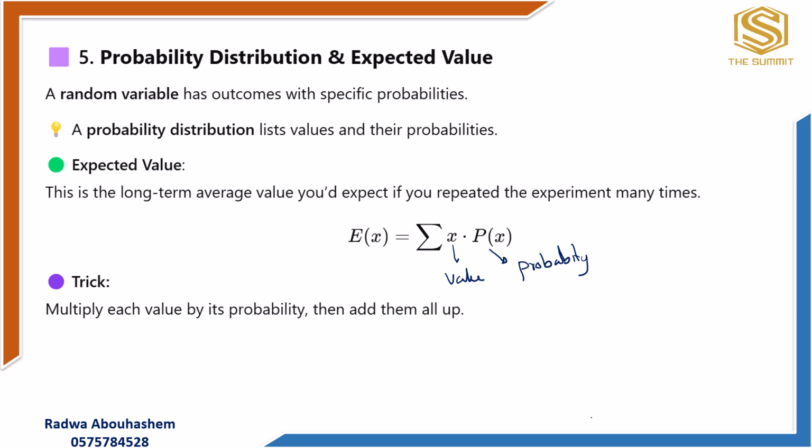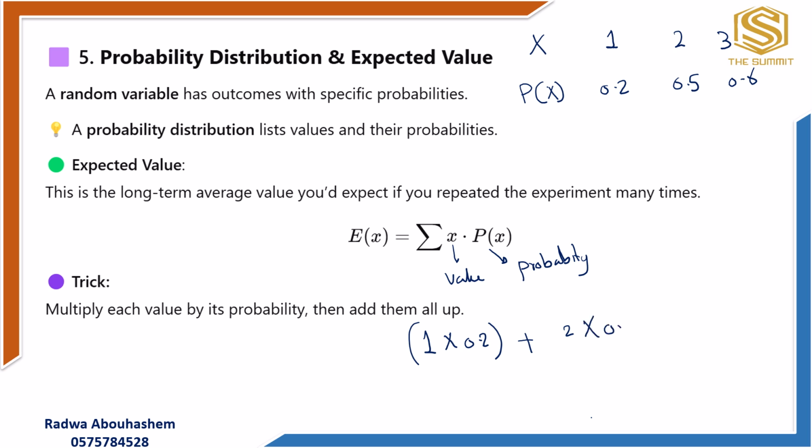For example, if you have a process X with values 1, 2, and 3, the probability of the value 1 happening is 0.2, here it's 0.5, and here maybe 0.6. So how could I calculate it? I multiply each value by its probability and add: 1 times 0.2, plus 2 times 0.5, plus 3 times 0.6. This is the expected value. So you multiply each value by its probability and add them all up.